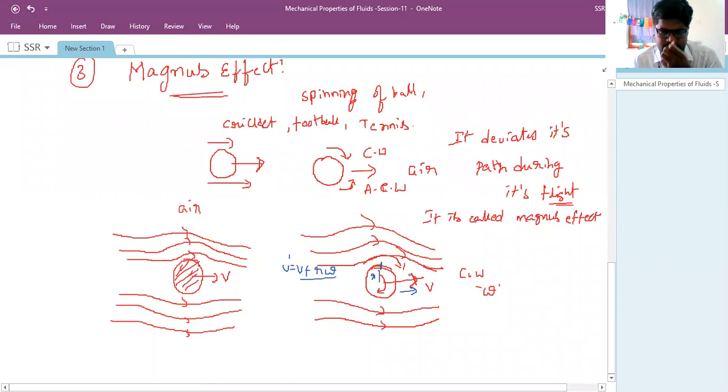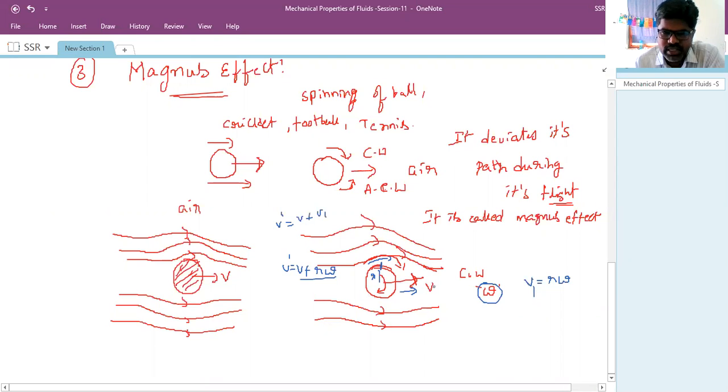You can see here the clockwise direction. The rotational effect will make r omega speed because the angular speed is omega. Because of the angular speed, we have a linear speed at the topmost point of the sphere, v1 equal to r omega. Now v dash is equal to v plus v1.